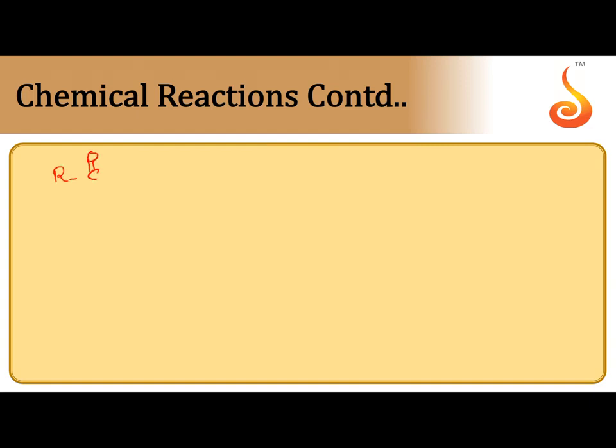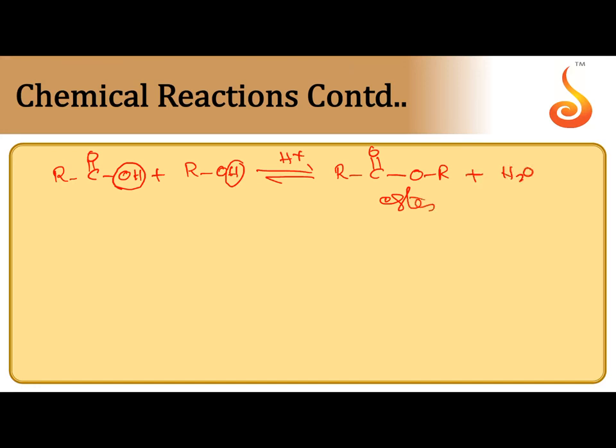Next one, when carboxylic acid is reacted with alcohol in the presence of an acid catalyst, OH comes from the acid, H comes from the alcohol, and CO gets connected to OR. This is nothing but ester. The process is called esterification.